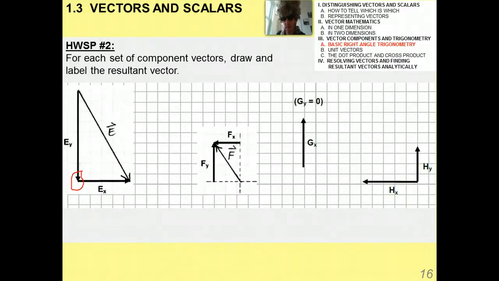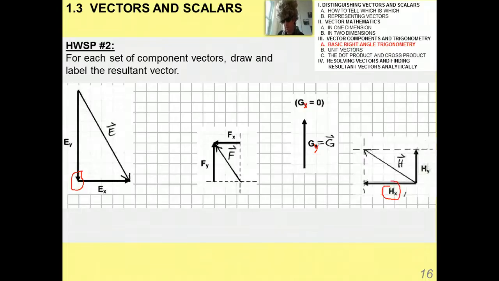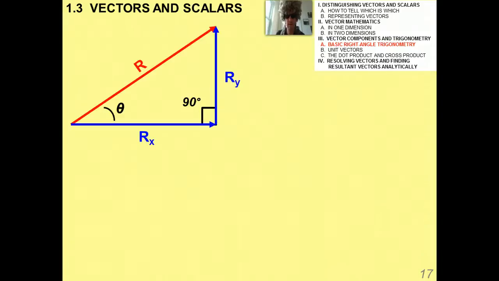In this case, now this is not right. This is called g sub x. This is obviously g sub y. This is a mistake. Go ahead and make this correction. G sub x is obviously 0, and g sub y is non-zero. So g sub y is equal to g in this case. H sub x here is negative. H sub y is positive. But when you add them together, you get h, which points up and to the left.